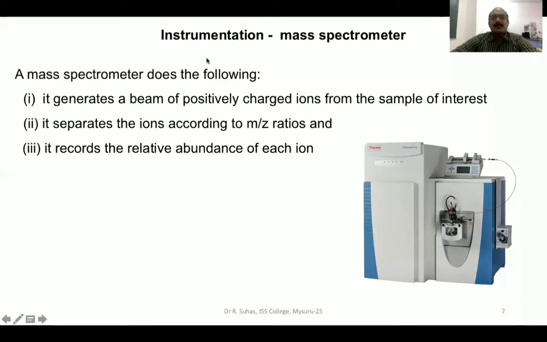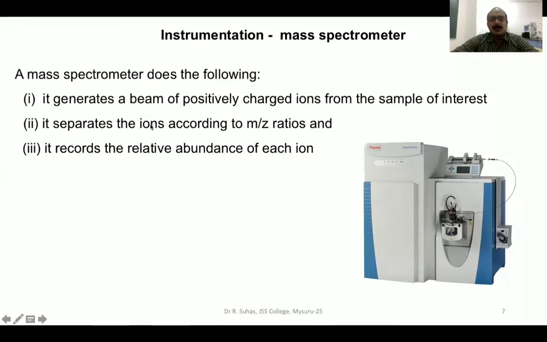Before that, we will see what a mass spectrometer does. As I said in the principle, it mainly generates positively charged ions from the sample of interest. So you take the sample, you hit or bombard it with very high energetic electrons, that results in the formation of positive ions, and the ions formed are separated based on the m by z values. Once they are separated based on m by z values, it also records the relative abundance of each ion.